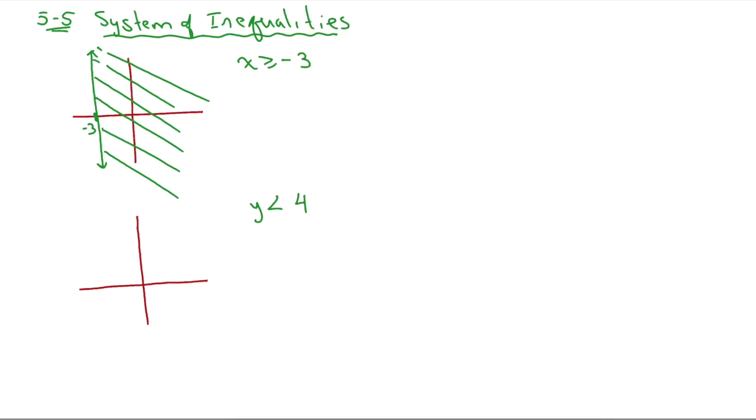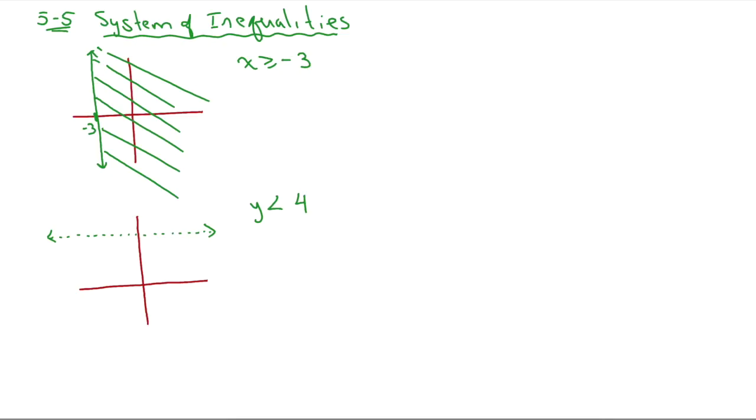But because it's not equal to it, it's strictly just less than. Instead of a solid line, we're going to use a dotted line. So y equals 4 looks something like this. Because it's not strictly equal to, it's just going to be a dotted line. Horizontal line going through y equals 4 on the y-axis.